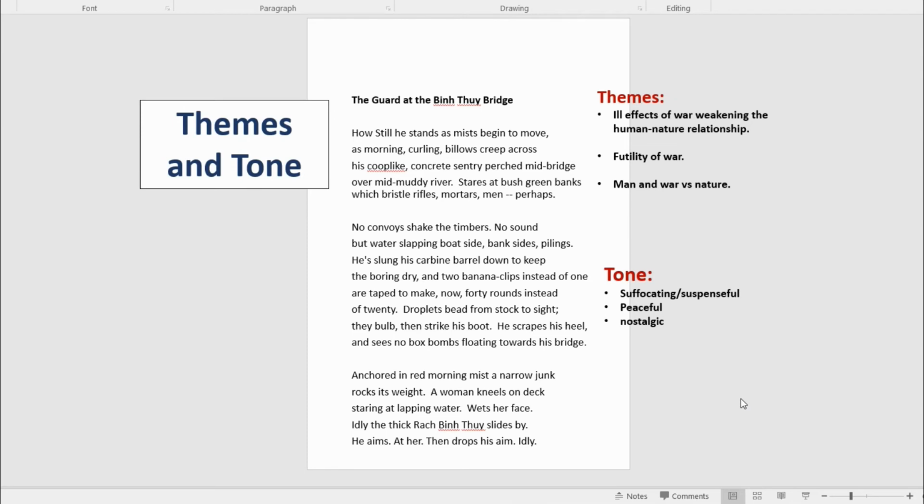Now we can have a basic idea about the theme that the poem is written on. I have thought these themes would suit the poem. The themes like ill effects of war, weakening the human nature relationship, and the futility of war, man and war versus nature. And the poem's tone is somewhat suffocating, and in the last part it is peaceful but the overall tone of the poem is nostalgic.